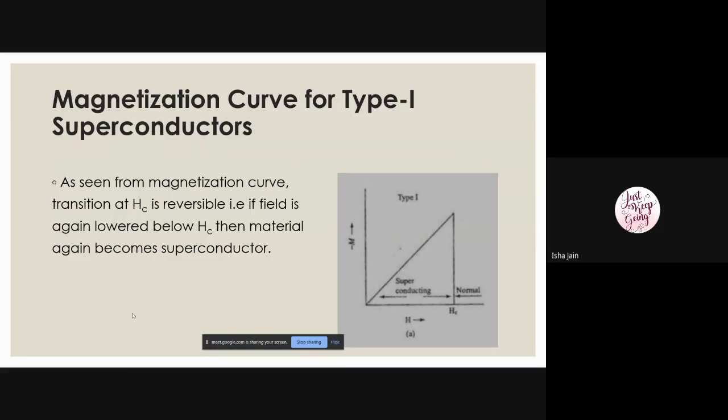When the magnetic field reaches the point Hc, the superconductor sharply loses its superconductivity and comes back to the normal state. This process is reversible. That is, if the magnetic field is again lowered below Hc, then the material again becomes a superconductor.